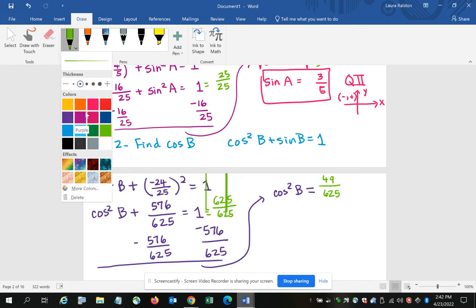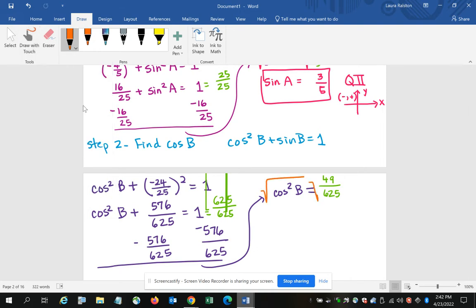And then I need to take the square root of both sides. Again, it could be positive or negative. So I have cosine B equals 7 over 25. In quadrant 3, where angle B is located, again, thinking about your coordinate plane, it is negative x, negative y. Cosine corresponds to the x, so my answer should be negative. Okay, so there's cosine B.